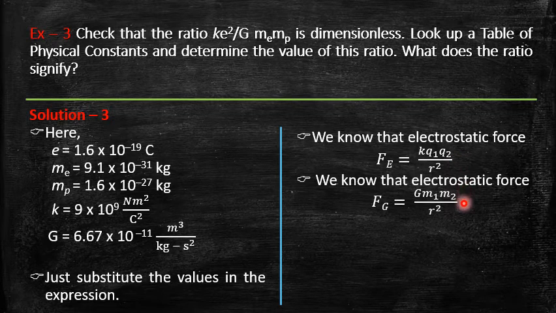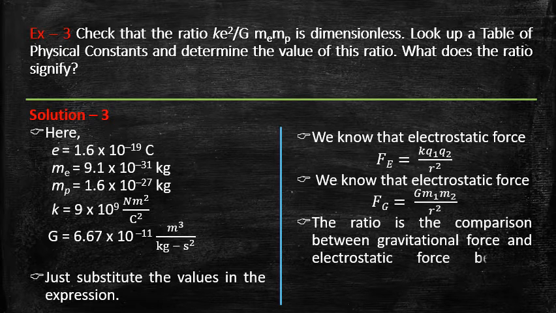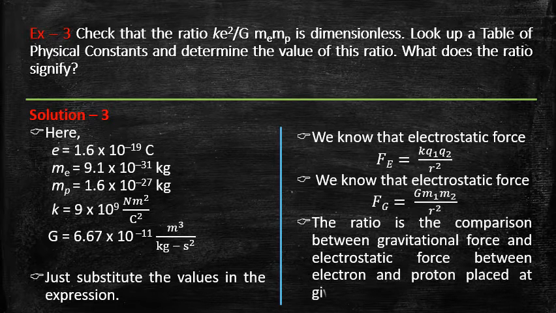What you will get? r square will get cancelled out, and you will be left with k e square by G Me Mp. And that is exactly what we are given. So I can say that this ratio is the ratio of electric force to gravitational force. It is an indirect comparison between electrical force and gravitational force. And looking at the ratio, we will realize how strong electric force is as compared to gravitational force, which is the weakest force in the previously considered fundamental forces.